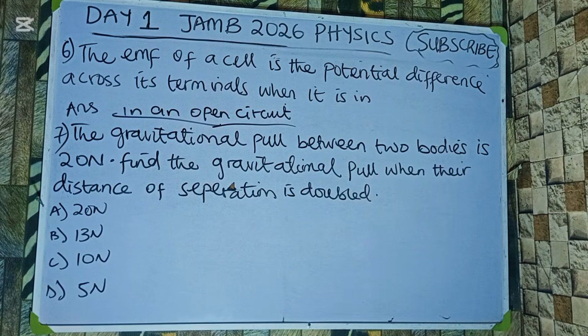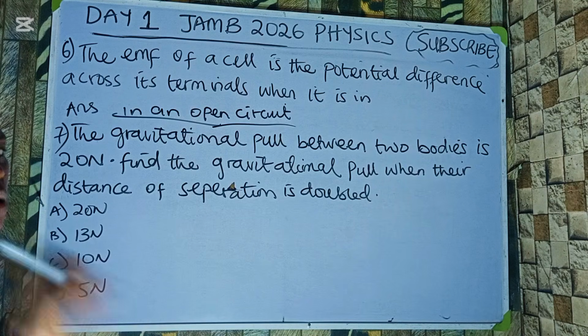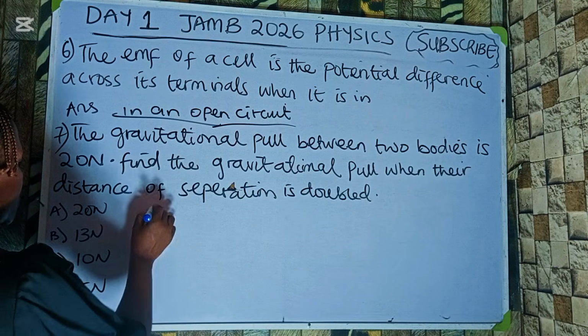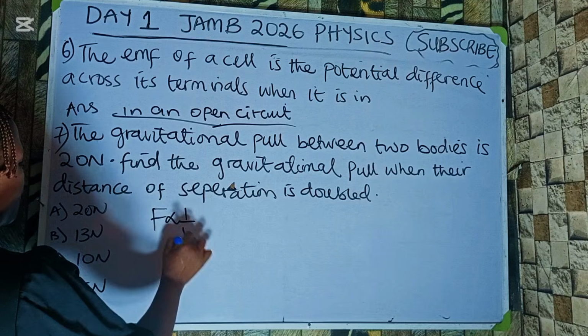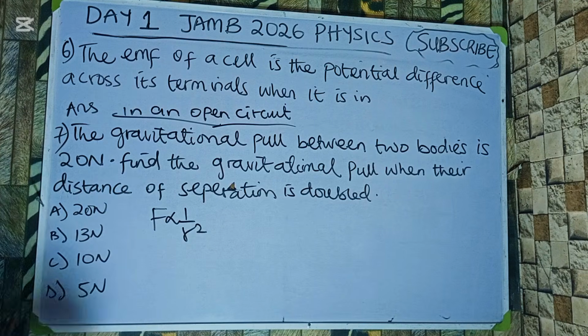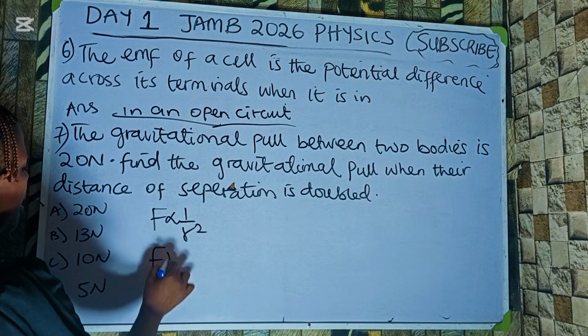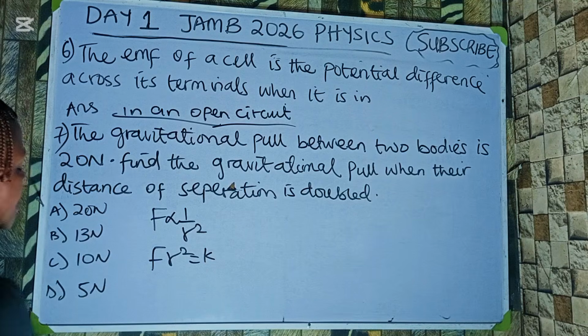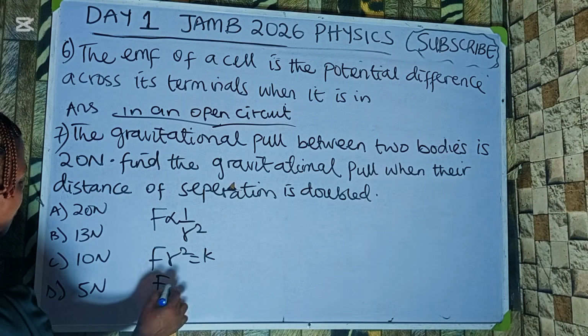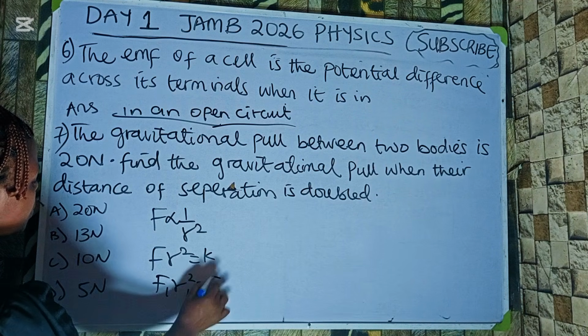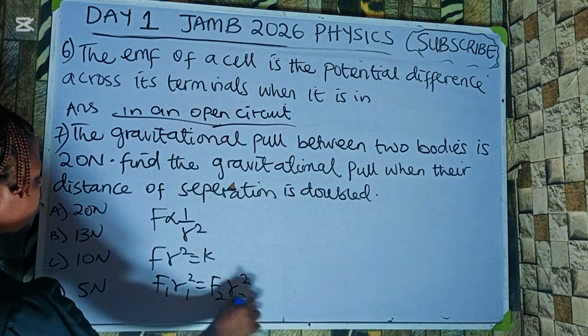Question 7. The gravitational pull between two bodies is 20 Newton. Find the gravitational pull when their distance of separation is doubled. Now this question is under the law of universal gravitation, right? So that F is proportional to 1 over r squared. So this is an inverse square law, alright? So we can say that F r squared is equal to a constant, okay? So this is F1 r1 squared equals F2 r2 squared, right?